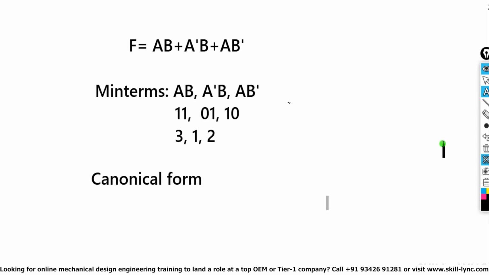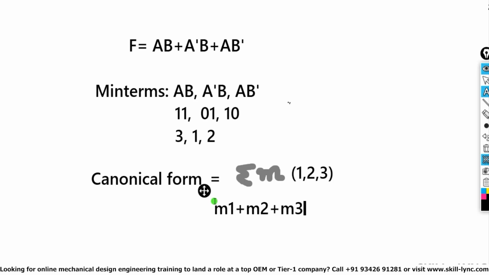Canonical form is when we take the logical OR operation of the values. So sigma small m, then we take the values. Here it will be 1, 2 and 3. So it is the canonical form: sigma small m 1 plus 2 plus 3, or you can easily write it as m1 plus m2 plus m3. So these are the canonical forms of the Boolean function.